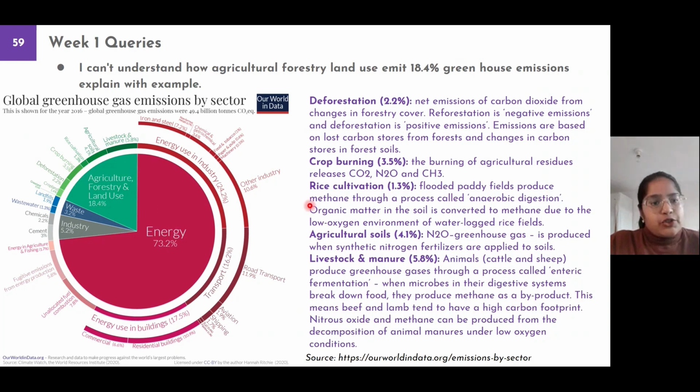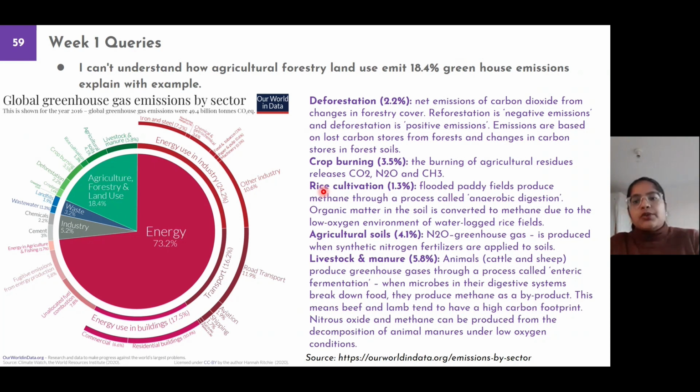Moving on, rice cultivation contributes 1.3% because rice fields are flooded with water. Water needs to be stagnated for the growth of rice, and it produces methane through the process of anaerobic digestion. The organic matter in the soil produces methane in a low oxygen environment, and methane is again a greenhouse gas, which is considered. So rice cultivation causes 1.3% of emissions. Then moving on, we have agricultural soil, which contributes 4.1%.